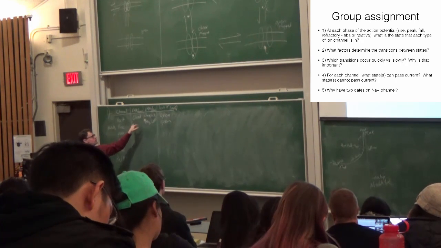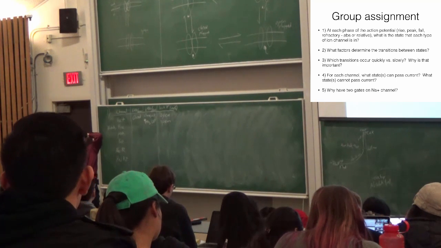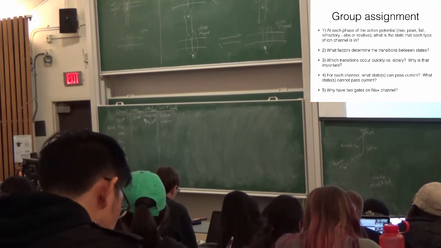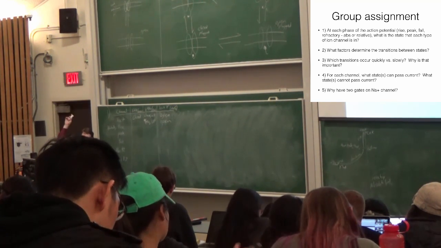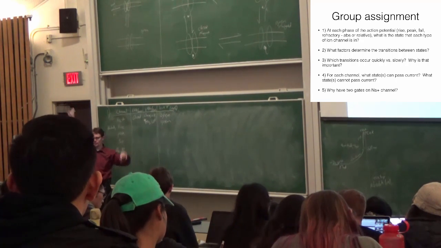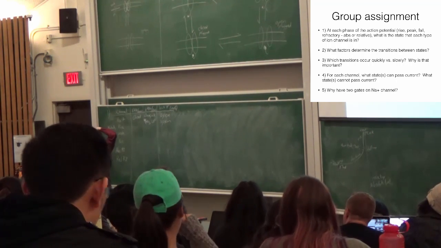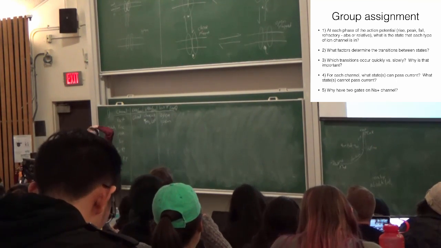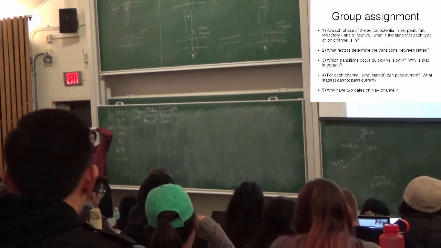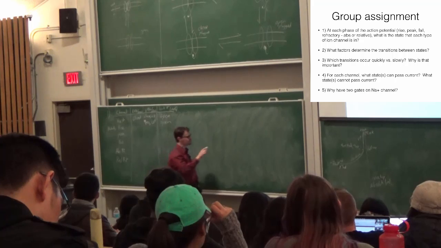Okay, so during the rise phase, what about our voltage-activated potassium channels? What are they up to? I heard open, yeah. Closed. Closed. Okay, so we got some conflict here. Who thinks that they're open during the rise? Who thinks they're closed during the rise? Okay, a lot more people think they're closed. Does somebody want to sort of explain? So if they were already open during the rise phase, actually, this is maybe useful.